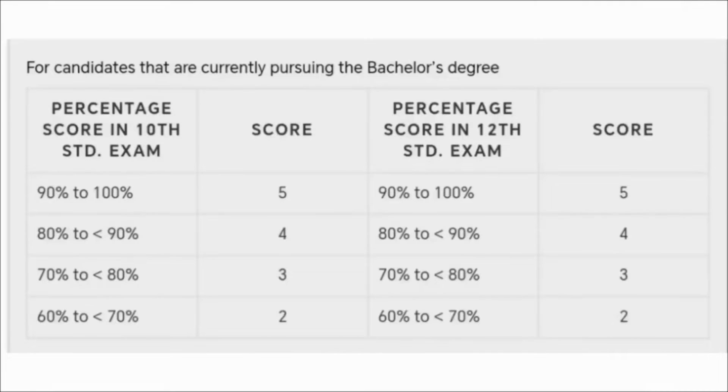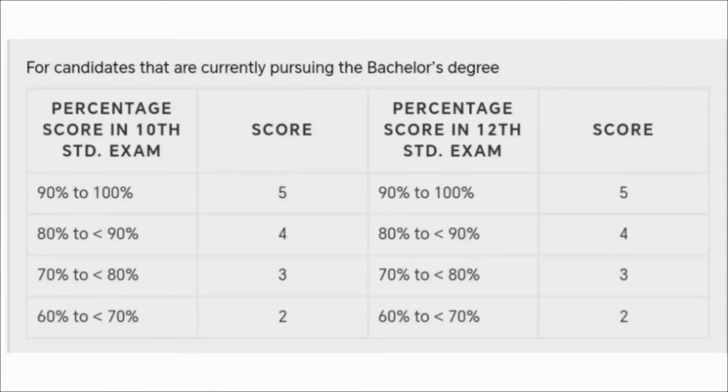If you are currently pursuing graduation, then the score calculation is different from the candidates who have completed their graduation. So if you are pursuing your bachelor's degree, and your class 10th score ranges between 90 to 100%, there are 5 points. If it ranges between 80 to 90%, there are 4 points. If it ranges between 70 to 80%, there are 3 points, and if it ranges between 60 to 70%, there are 2 points.